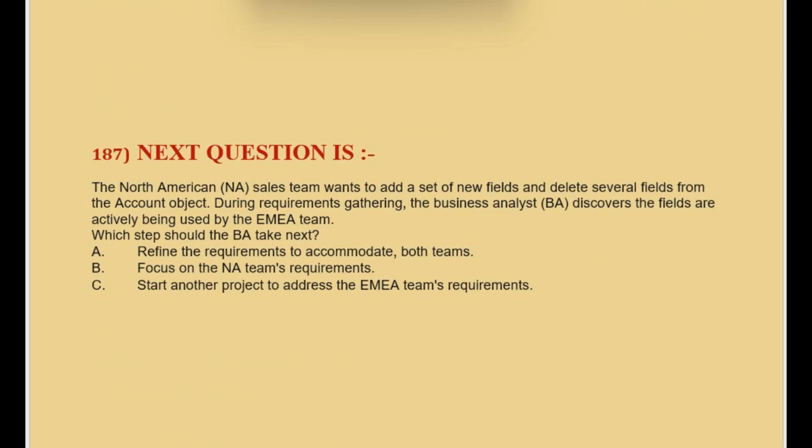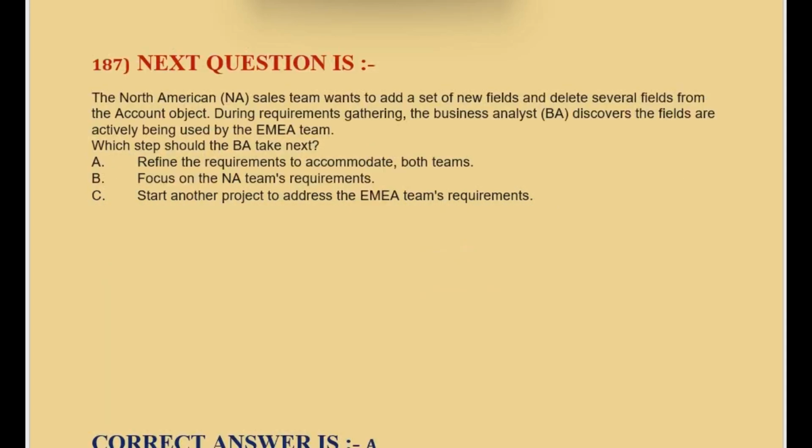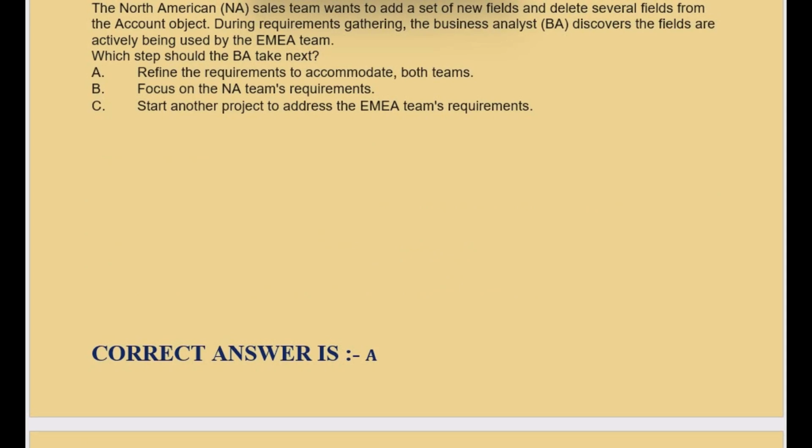Question is, the North America (NA) sales team wants to add a set of new fields and delete several fields from the account object. During requirements gathering, the business analyst (BA) discovers the fields are actively being used by the EMEA team. Which steps should the BA take next? Option A, refine the requirements to accommodate both teams. Option B, focus on the NA team's requirements. Option C, start another project to address the EMEA team's requirements. Correct answer is option A.